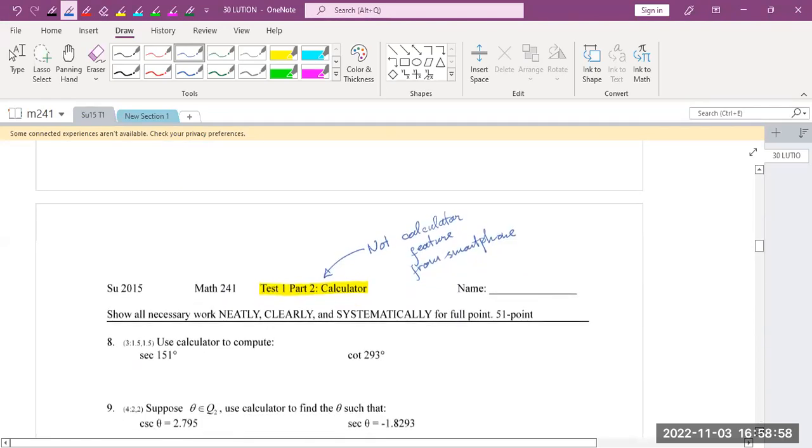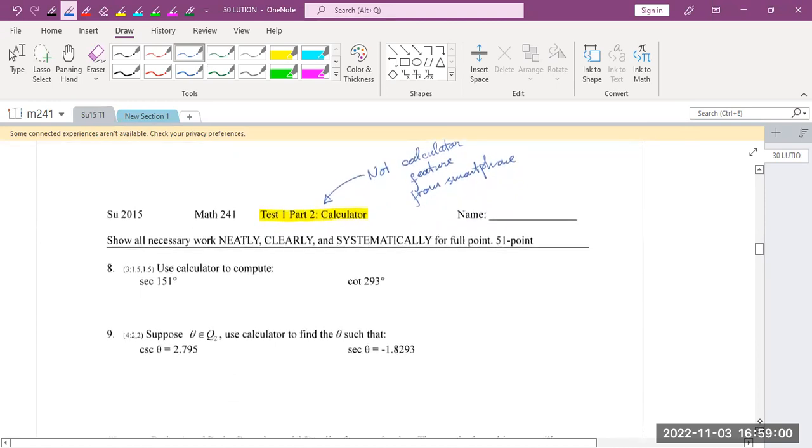Next, number 8, use your calculator. Now again, when I say use your calculator, we do not use the calculator from your smartphone. You are not supposed to use your smartphone as a calculator. If I see that in the test, I will tell you to stop, and I will disqualify you. So don't do that.